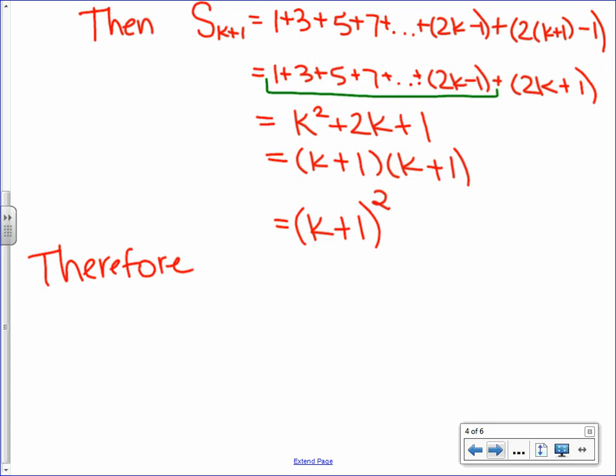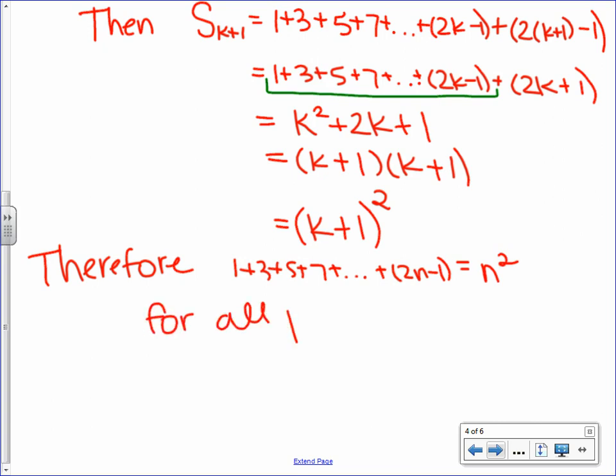We just showed that 1 plus 3 plus 5 plus 7 all the way to 2n minus 1 equals n squared for all positive integers. I'm going to write it's true for all positive integers. Therefore, our formula is true for all positive integers.